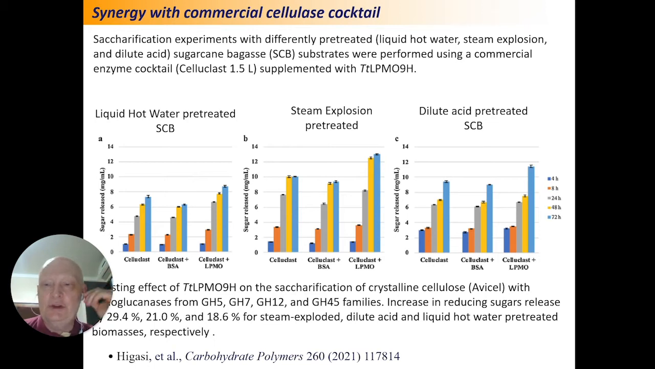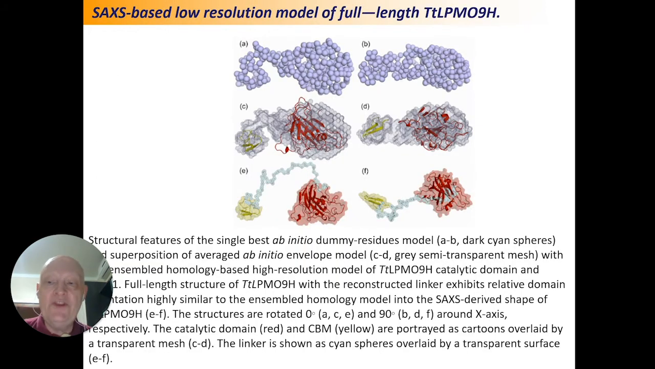We said, well, let's have a look at an enzymatic cocktail, and we mixed it with Celluclast. And indeed, when this mixture was acting on three differently pretreated biomass, sugarcane bagasse, it clearly was more active than the same mixture without LPMO. The effect was particularly strong for steam-exploded sugarcane bagasse. We finally looked at the low-resolution model of LPMO.